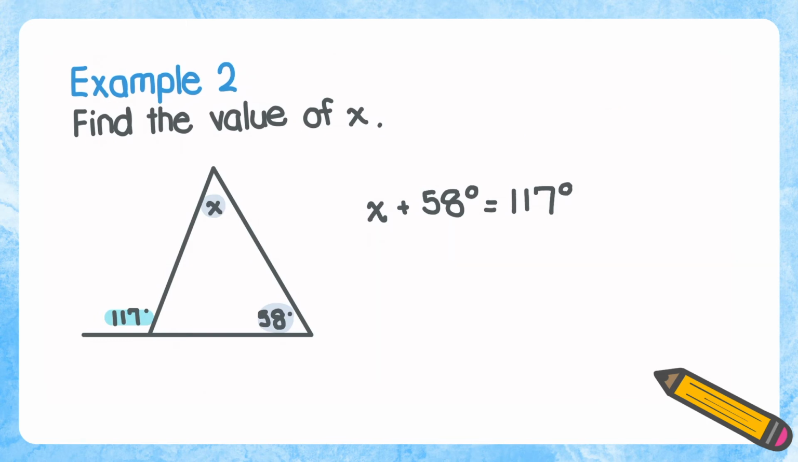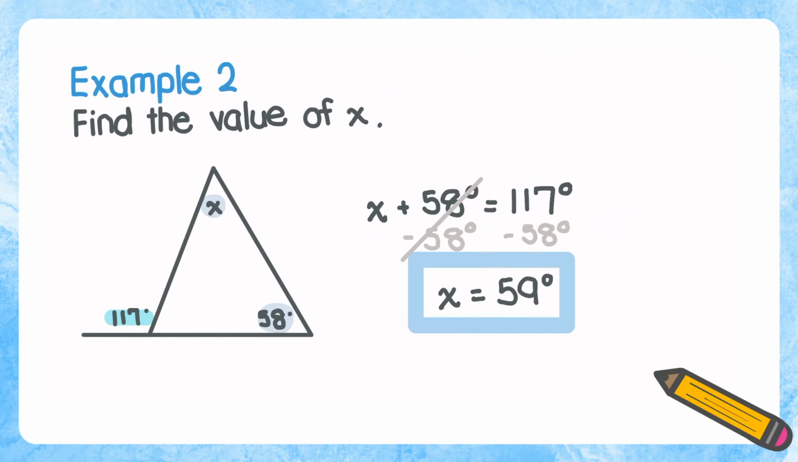We want to solve for x from here, so I'm going to remove the plus 58 degrees by doing the opposite, subtracting 58 degrees from both sides. I'm left with x equals 117 minus 58, which is 59 degrees. For this example, we were given the exterior angle measure as well as the measure of one remote interior angle. But we had to solve for the other remote interior angle using the exterior angle theorem.